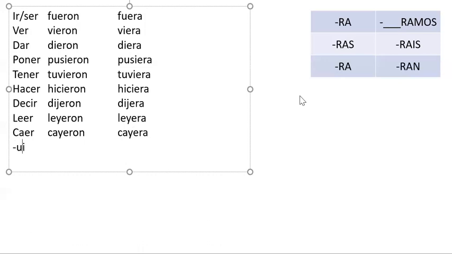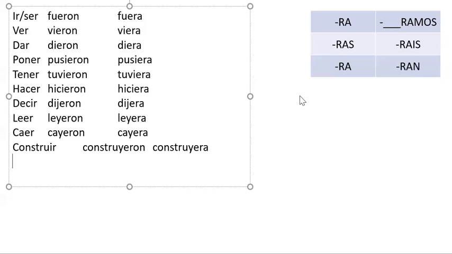Any verb that ends in UIR, not GUIR, but UIR, where you actually pronounce the U, like construir. Construir will become construyeron with a Y in it again. And construyera will be our past subjunctive yo form, and really the él/ella/usted form as well.